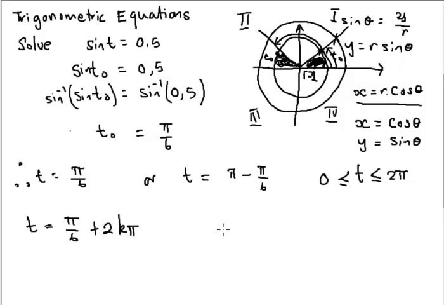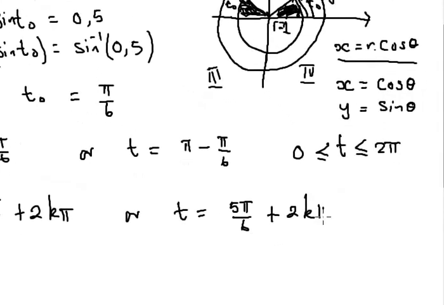On the other hand, I will say T is equal to, this is 6 pi over 6 minus 1 pi over 6. I'll get 5 pi over 6 plus 2k pi, and I must remember there to say k is an integer. How together, guys? Okay.